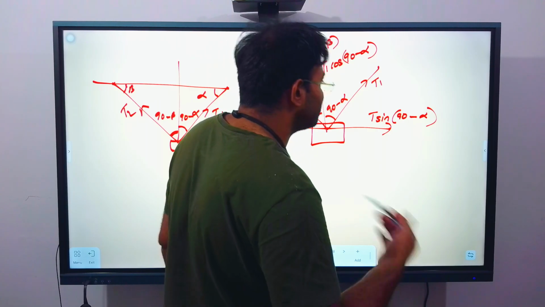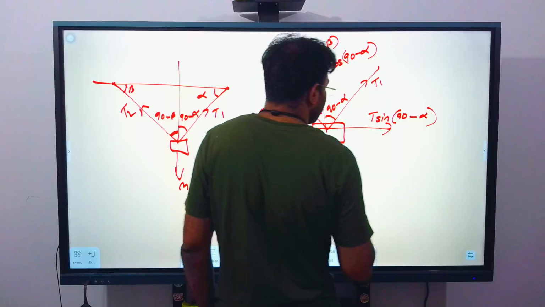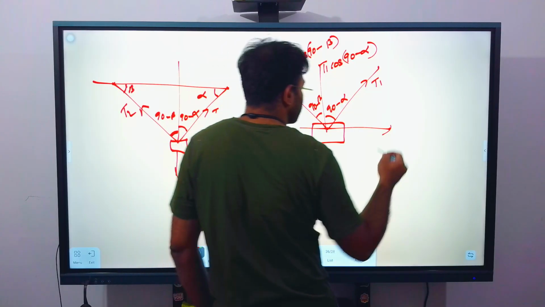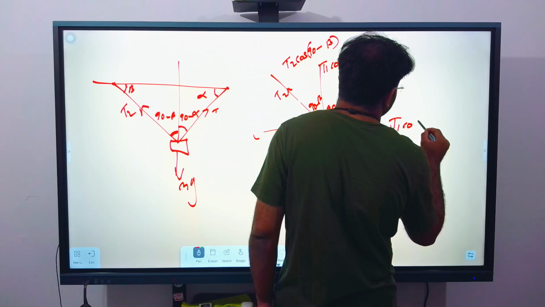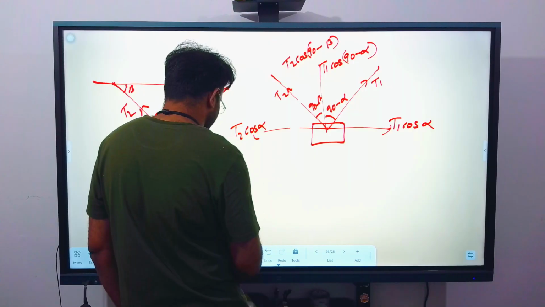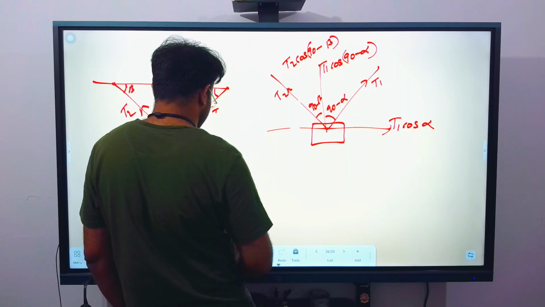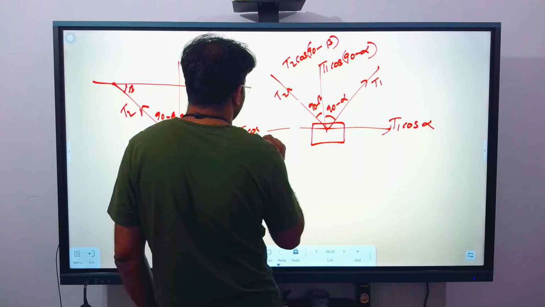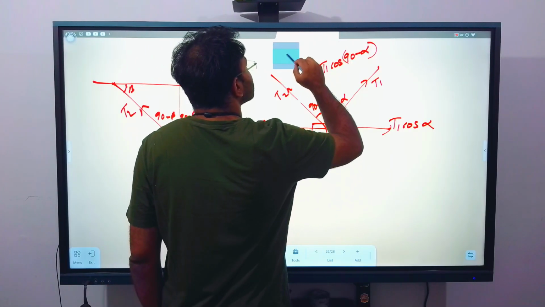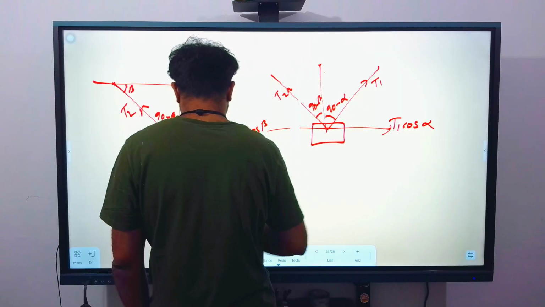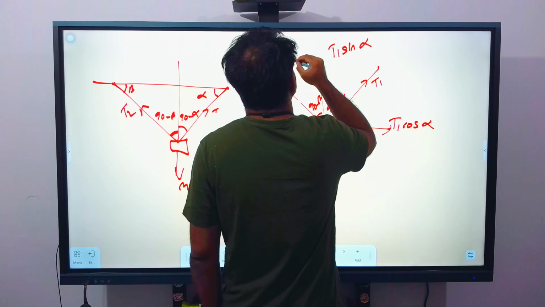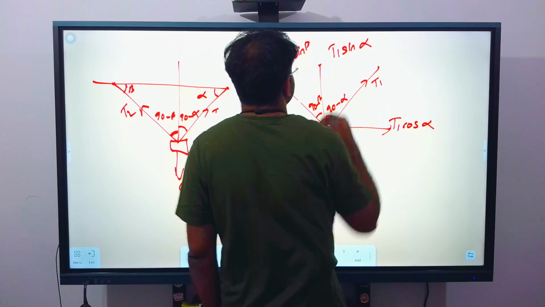And cos 90 minus alpha is sine alpha, right? So these two become T1 cos alpha. This becomes T2 cos beta. This becomes T1 sine alpha, T2 sine beta.